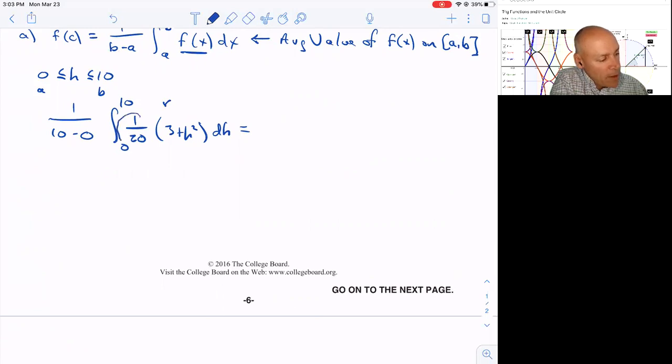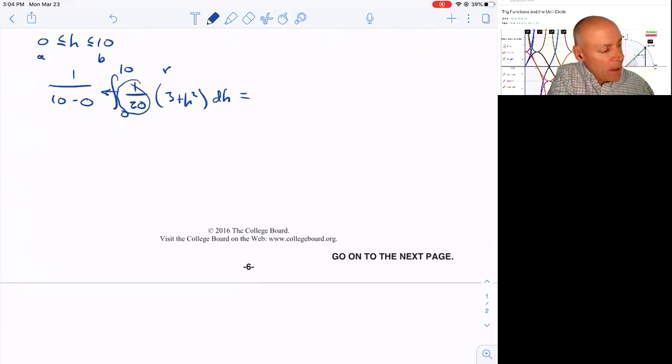Let's go ahead and pull this out. And so really, I'm just going to rewrite this below. We've got 1/10 times 1/20th when I pull that through. So that's going to be 1/200th, definite integral from 0 to 10. Now we just have 3 plus h squared dh.